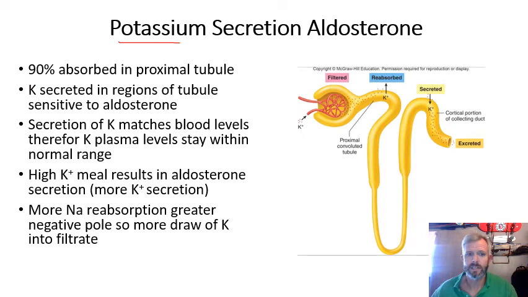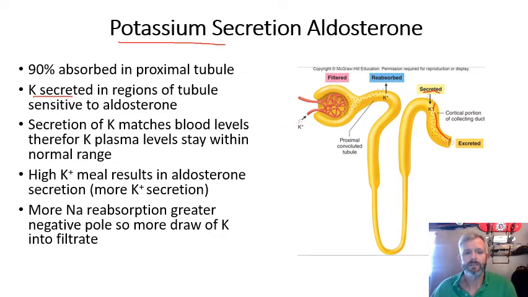All right, so let's look at that potassium secretion. Secreted in regions, so the later regions here is where we get the secretion. And so if we're high in potassium, we can secrete more potassium. If we're low in potassium, then we're not going to secrete, and we're going to keep it in the blood. We're not going to bring it into the tubule.